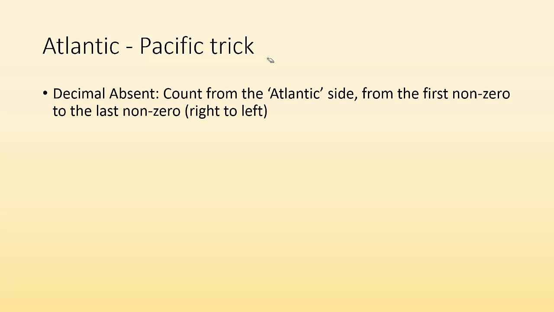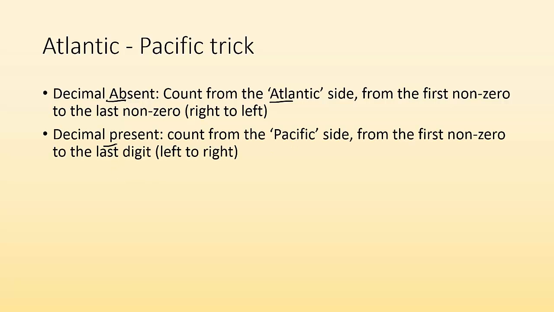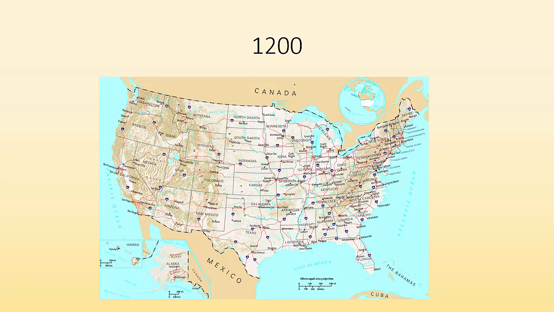All right. So if the decimal is absent, then you count from the Atlantic side, from the first non-zero to the last non-zero. So you can count right to left, Atlantic to Pacific. And if there's a decimal present, then you count from the Pacific side, from the first non-zero to the last digit, left to right. So let me show you what I'm talking about.